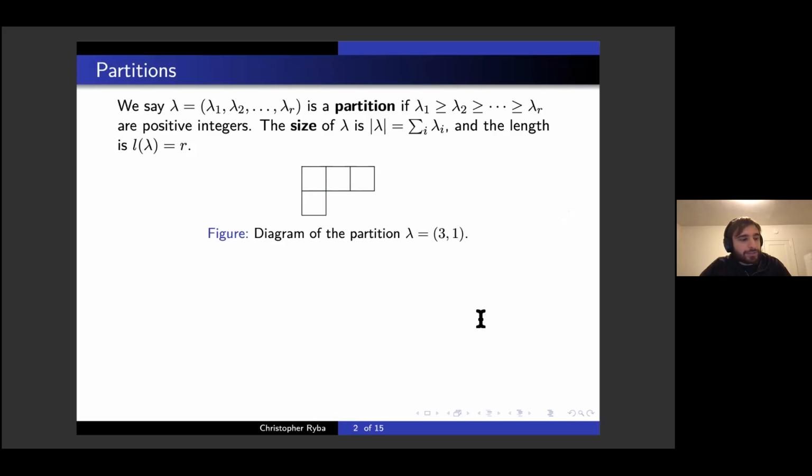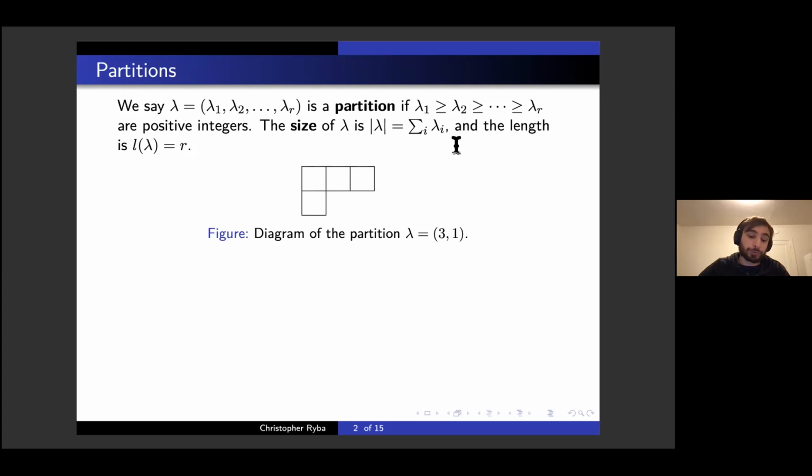An object that is going to play a prominent role today is that of partitions. So just to make sure we're on the same page, a partition is going to be a sequence of positive integers, here lambda_1 through lambda_r, and I'm going to insist that they're sorted from largest to smallest. When I consider a vector of them, which I denote here by lambda, that's going to be a partition. There are 2 quantities associated to partitions that are important for us. The first is the size, which is just the sum of all of the parts. And the other is the length, which is the number of them.